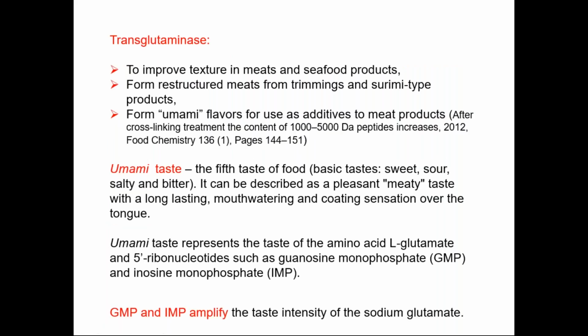The enzyme transglutaminase is used to restructure the protein. It is used in making surimi-type products with the trimmings, where the proteins are cross-linked. Enzymes are also used to produce the umami taste. That is, the glutamic acid gives it the umami taste or the meaty flavor. The umami taste is represented by glutamate and the 5'-ribonucleotides GMP, that is guanosine monophosphate, and inosine monophosphate. So enzymes have a large number of applications, both good and bad, in the food industry.